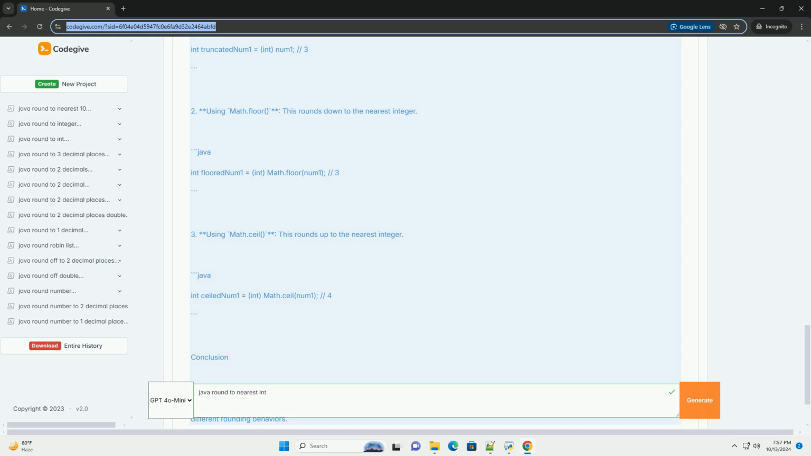Conclusion. In summary, the Math.round method is the most commonly used method for rounding to the nearest integer in Java. It handles positive and negative numbers appropriately. Depending on your specific needs, you can also use other methods like casting, Math.floor, or Math.ceil, for different rounding behaviors.